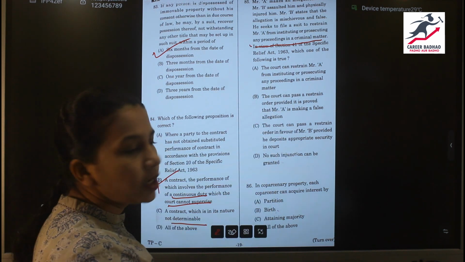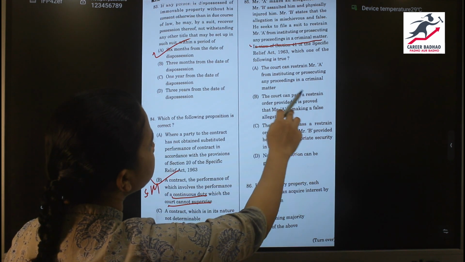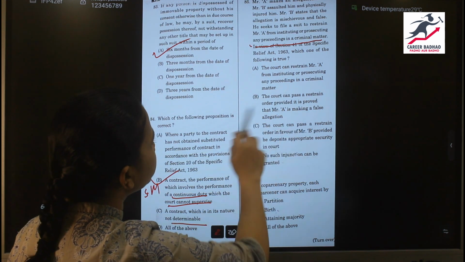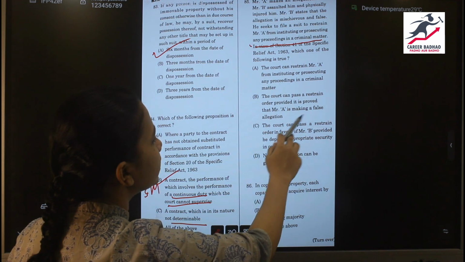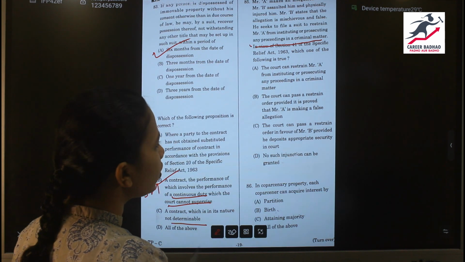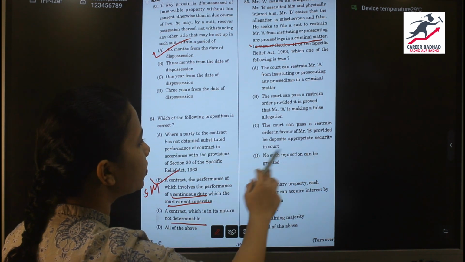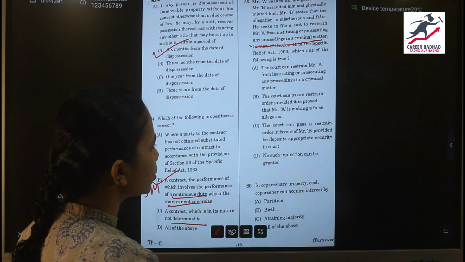Option number A, the court can restrain Mr. A from instituting or prosecuting any proceeding in a criminal matter. Option number B, the court can pass a restraint order provided it is proved that Mr. A is making a false allegation. Option number C, the court can pass a restraint order in favor of Mr. B provided it deposits appropriate security in court. Or option number D, no such injunction can be granted.